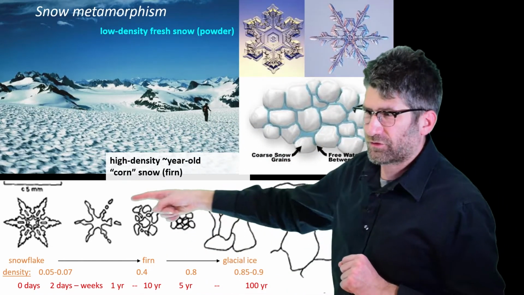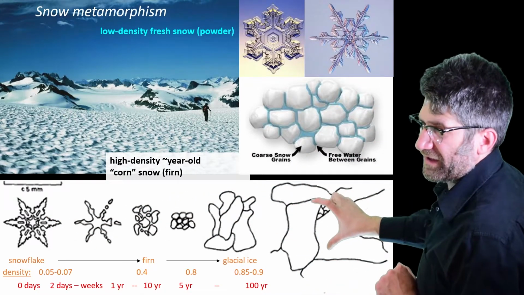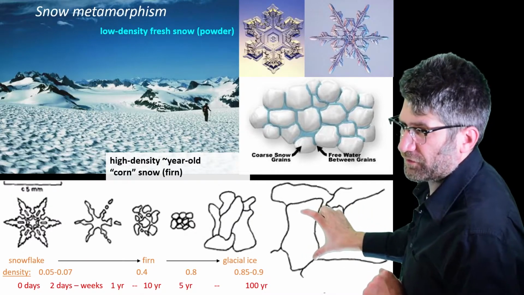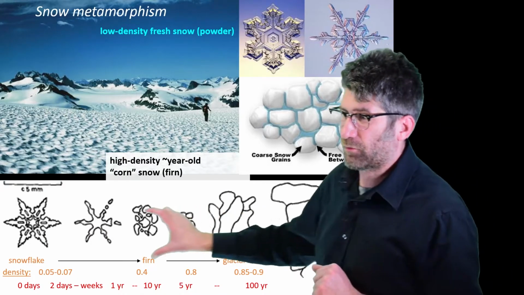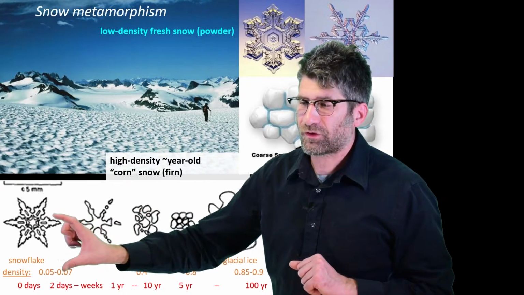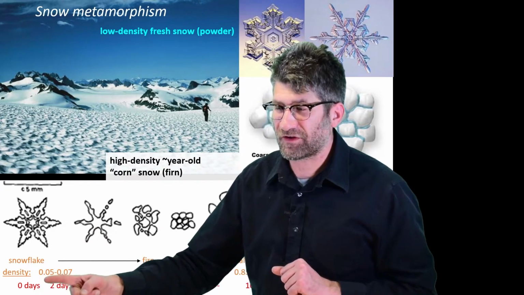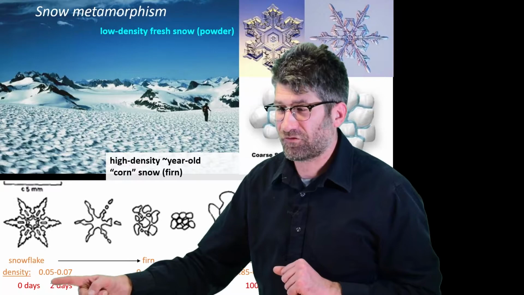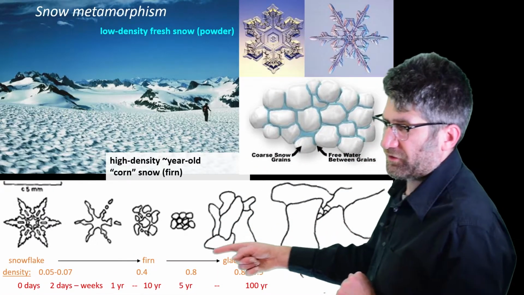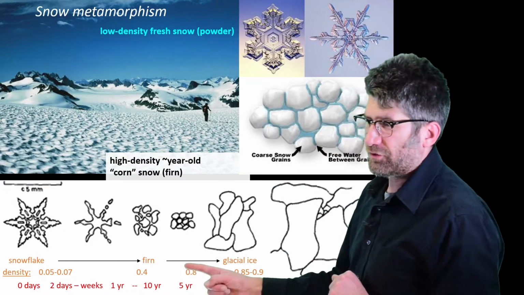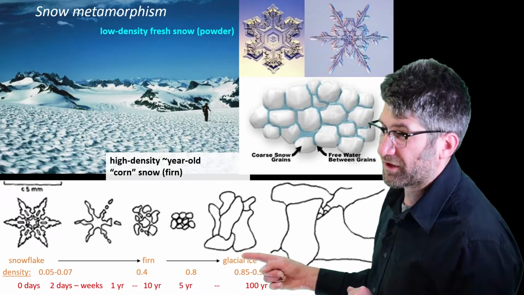So you start with your beautiful snowflake here, and we're going to end up with just basically a grain of ice. So that's what's over here. So this is snow metamorphism. The other thing that's really important to understand with snow metamorphism is the changes in the density, that we go from very, very low densities in a snowflake, 0.05, these are grams per cubic centimeter, all the way to glacial ice, which is going to be about 0.9 grams per cubic centimeter.